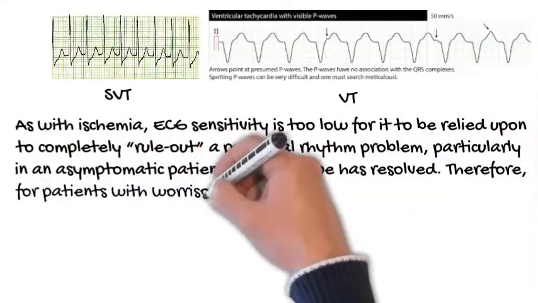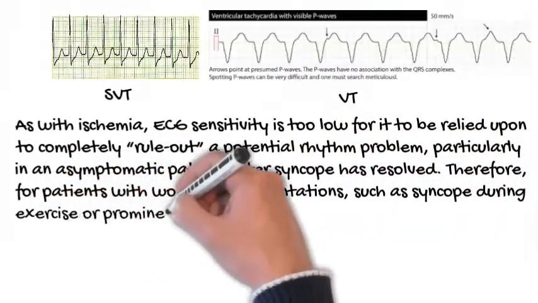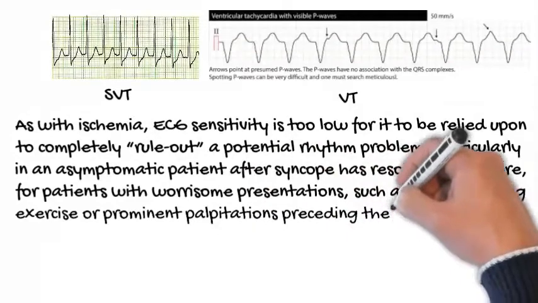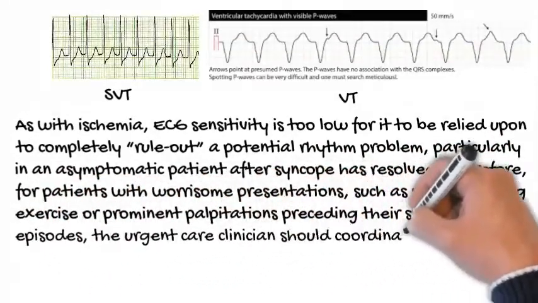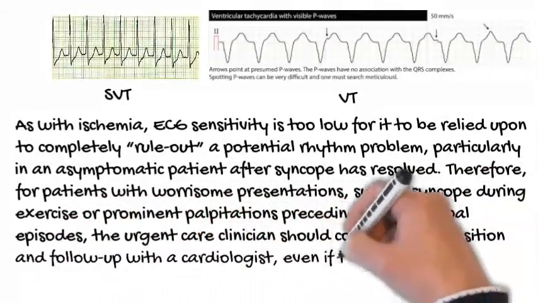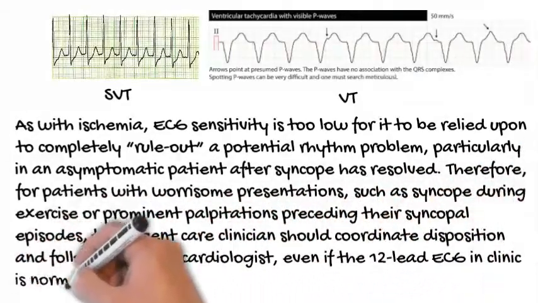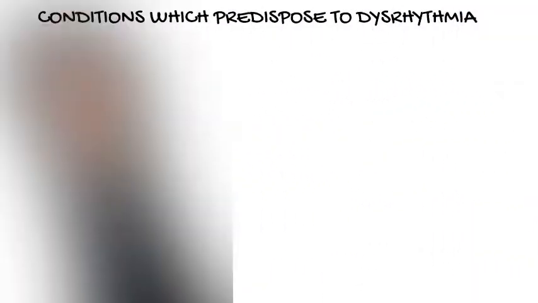Therefore, for patients with worrisome presentations, such as syncope during exercise or prominent palpitations preceding their syncopal episodes, the urgent care clinician should coordinate disposition and follow-up with a cardiologist, even if the 12-lead ECG in clinic is normal. Conditions which predispose to dysrhythmia.